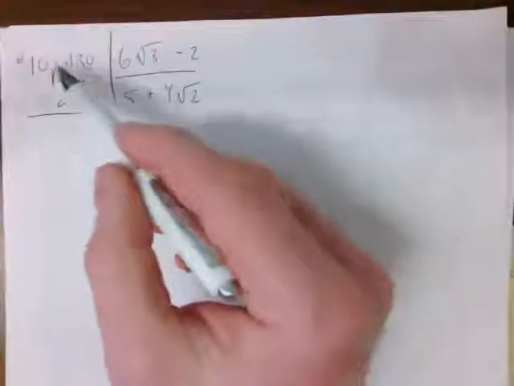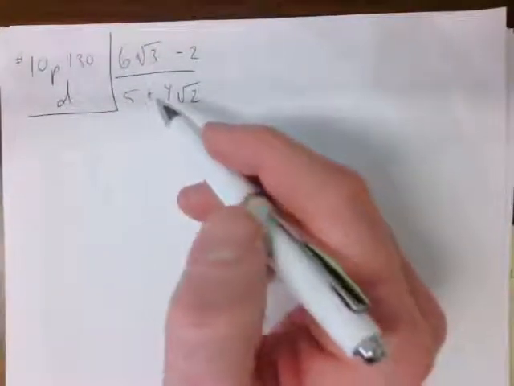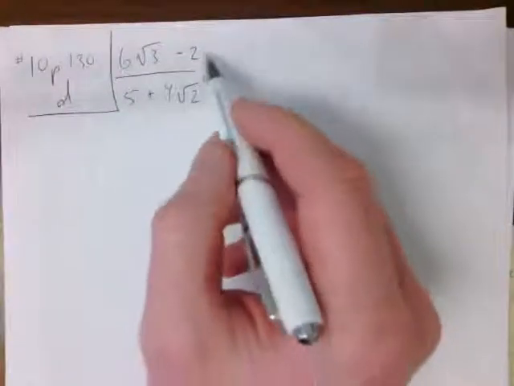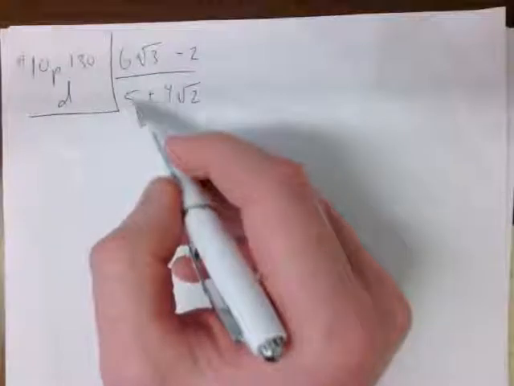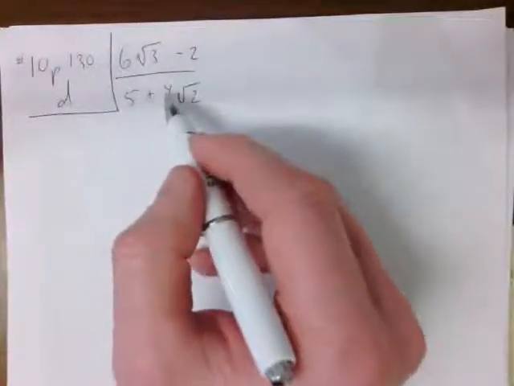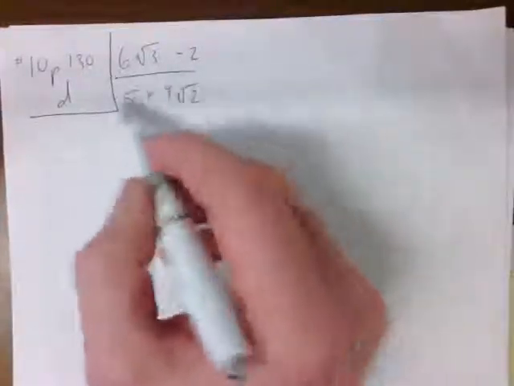Simplifying again, 10, page 130, part D. I'll do the hardest question again. We've got to get the root sign out of the denominator, but we can't just multiply everything by root 2, because then we're going to be left with 5 root 2, even though it gets cleared up over here. So think of the difference of squares and multiply by the denominator's conjugate.